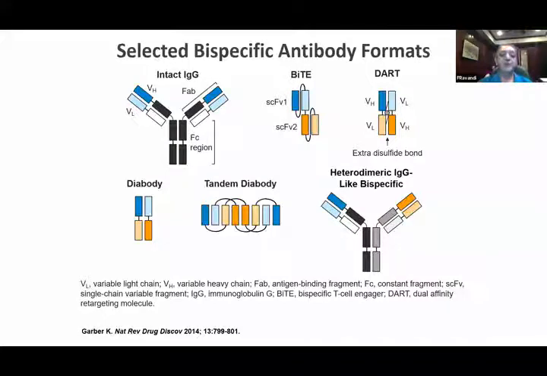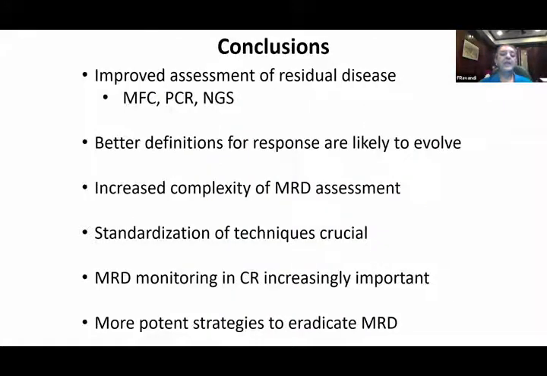You all probably know about blinatumomab, which is an agent we use in acute lymphoblastic leukemia as a bispecific antibody. And then there's a number of potential bispecific antibodies that are being developed for treating potentially MRD in AML. So with that, I would like to conclude and say that I think assessing MRD is here to stay.